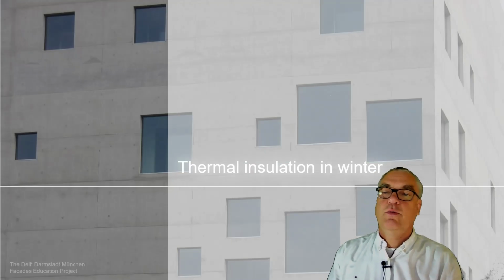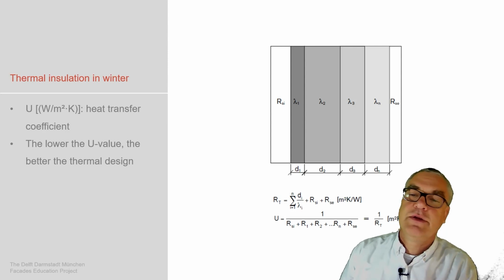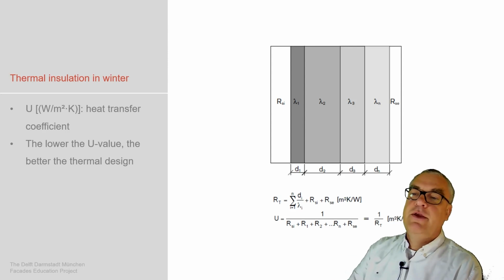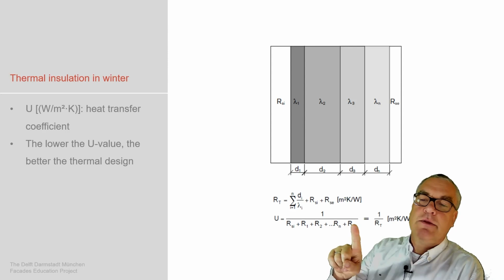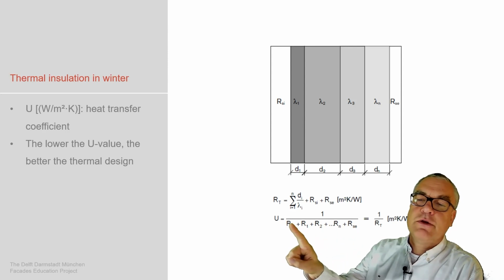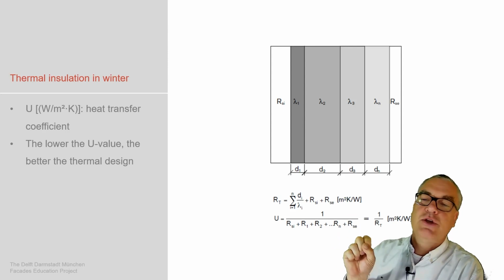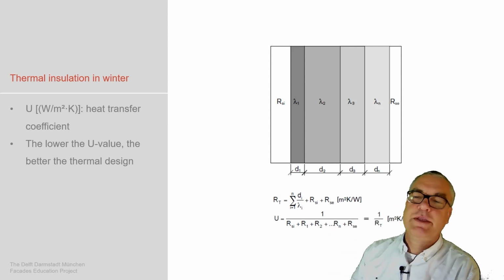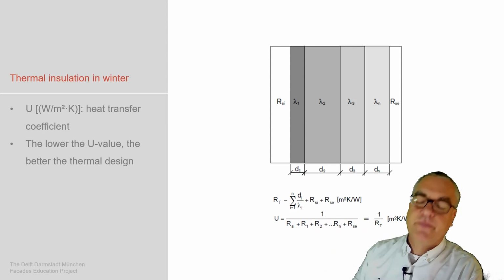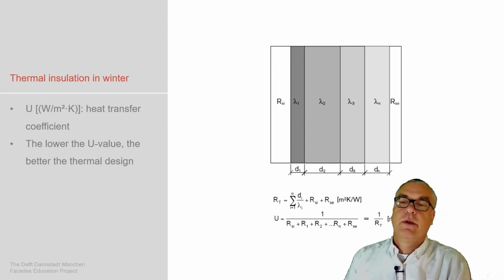And we continue with the first theme, thermal insulation in winter. We call it the U value. The U value is actually the sum of resistances of different materials versus the energy exchange. And we invert it to have the U value small, and small means better. No need to know this formula by heart now, just to understand the general principle.